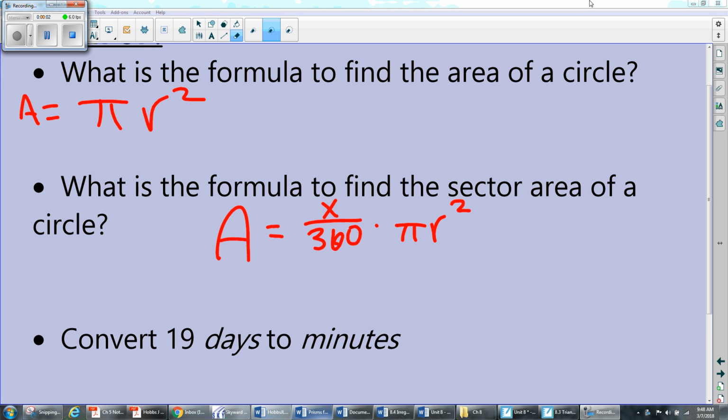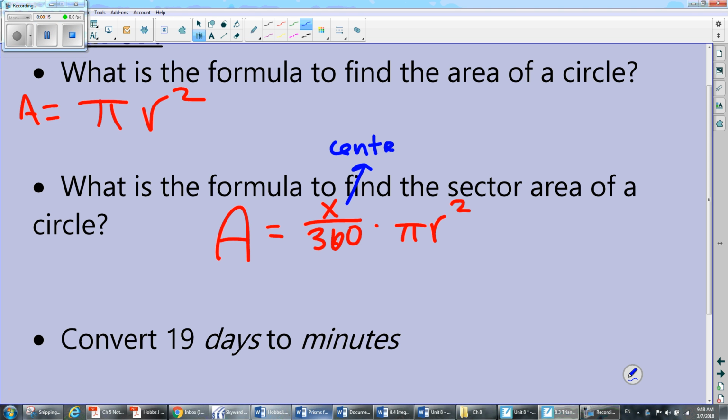Okay, we are getting started with the warm-ups. Hopefully you remember the area for a circle is pi r squared. When you are finding the sector area, you need to use x over 360. Take that central angle measure, divide it by 360, and then multiply it by pi r squared. That'll give you the sector area.